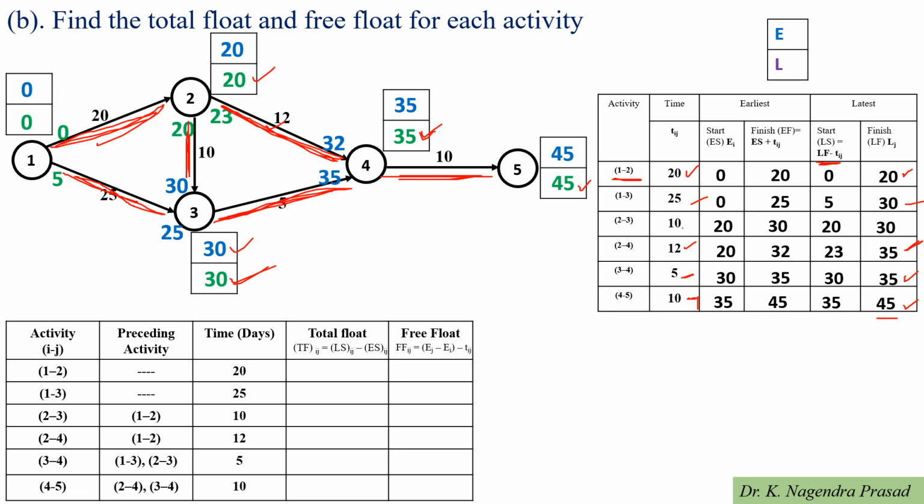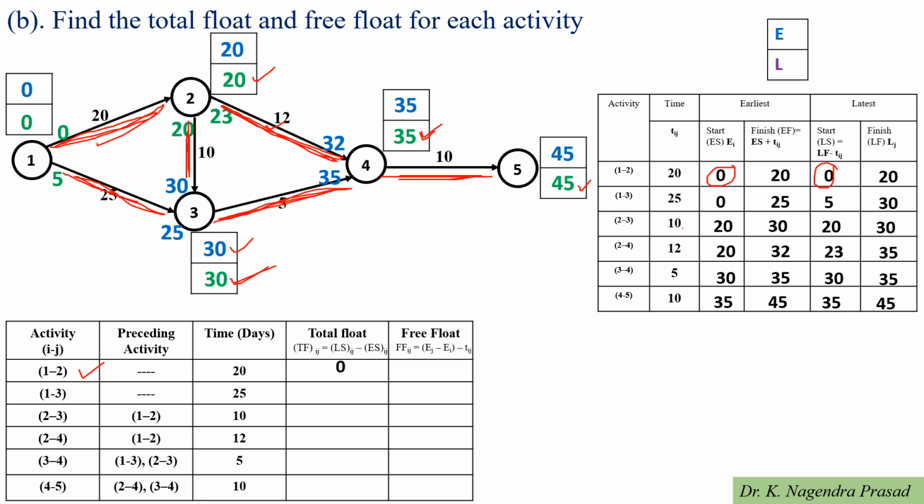Next we have to calculate the total float. Total float is the latest start time minus earliest start time. For this I have to observe the above tabular column. First I look at activity 1 to 2. For activity 1 to 2, latest start time is 0 and earliest start time is 0. Then 0 minus 0 is equal to 0.